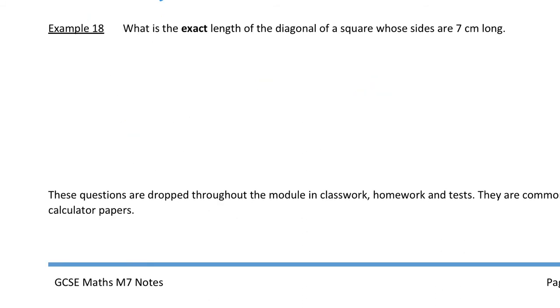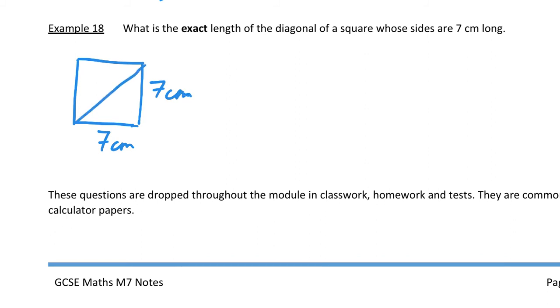Example 18 says, what is the exact length of the diagonal of a square whose sides are 7 centimeters long? Let's do a diagram to help us here. Here is a beautiful square. It has 7 centimeter sides, so that side's 7 centimeters, and so is the vertical one. And I want to find the diagonal. I'm going to call this diagonal x. And this is a right angle, so I have created a right angle triangle. So I can use Pythagoras' theorem.